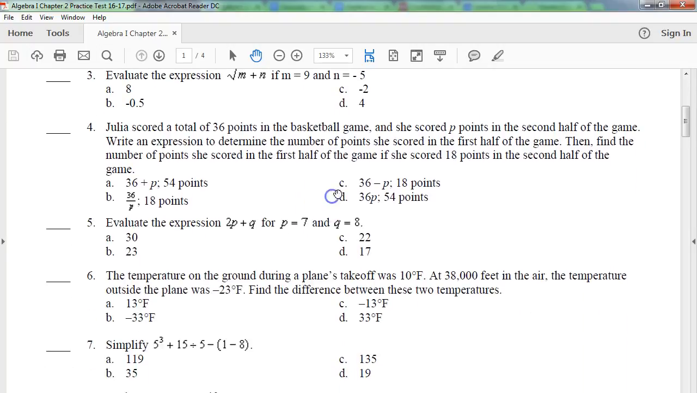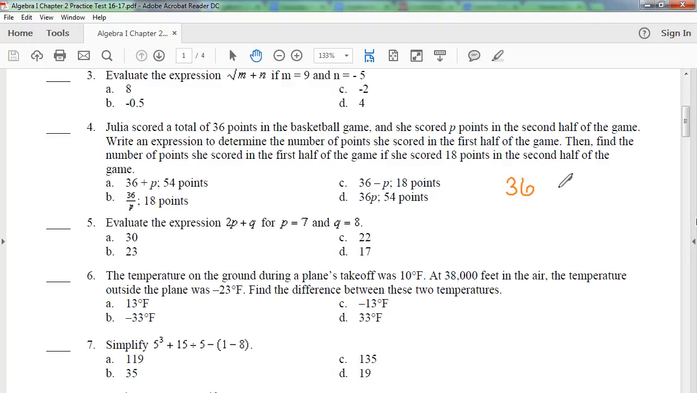Number 4, Julia scored a total of 36 points in the basketball game, and she scored P points in the second half of the game. Write an expression to determine the number of points she scored in the first half of the game. Then find the number of points she scored in the first half of the game if she scored 18 points in the second half.